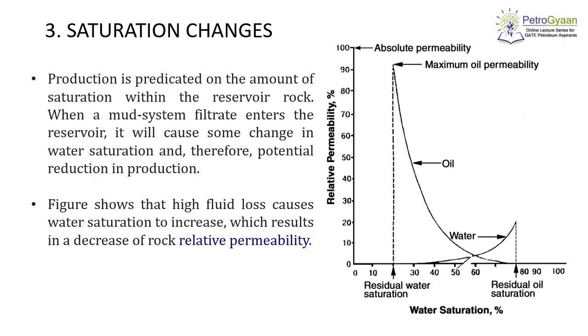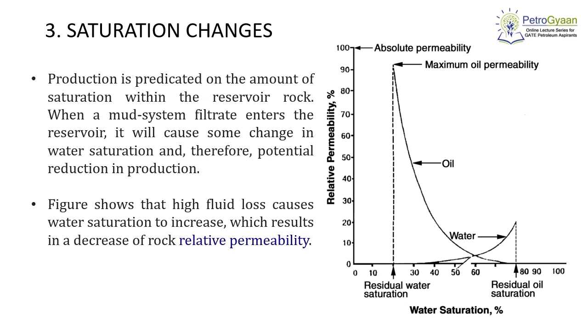The third damage mechanism is saturation changes. Now we know that when we calculate the oil initial in place, the formula is 7758 multiplied by area, multiplied by height, multiplied by porosity, multiplied by saturation of oil in the reservoir. But due to formation damage, if saturation changes occur in the reservoir or near the vicinity of the wellbore, then the relative permeability towards the oil phase or the gas phase will change, and relative permeability to the water will increase. This type of saturation change leads to less production or impairment of production.